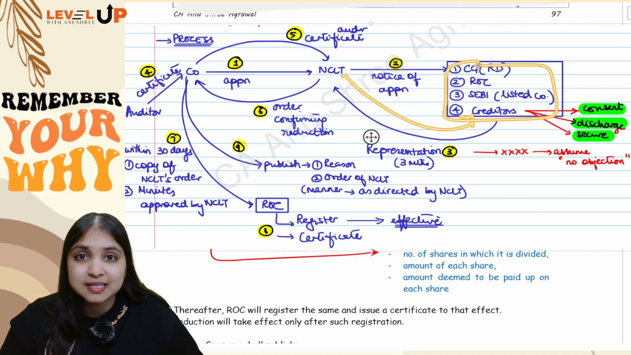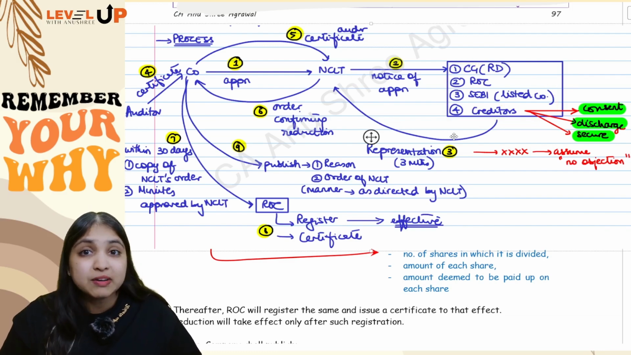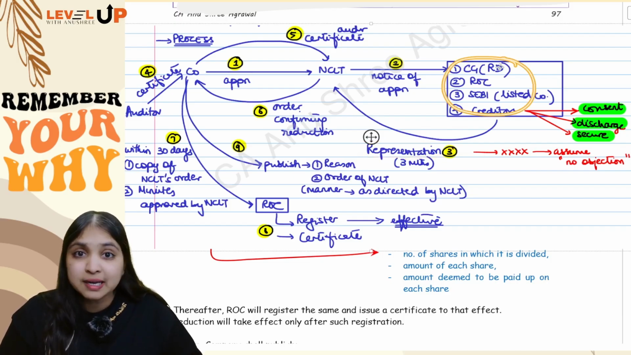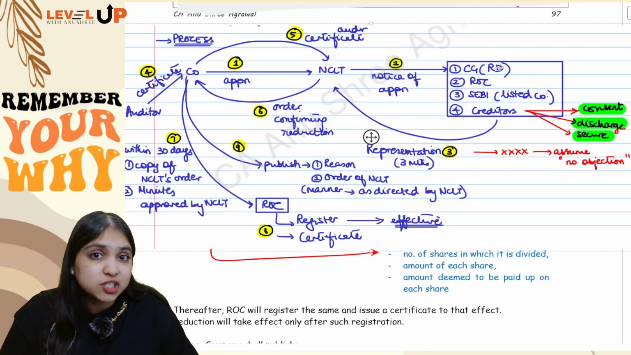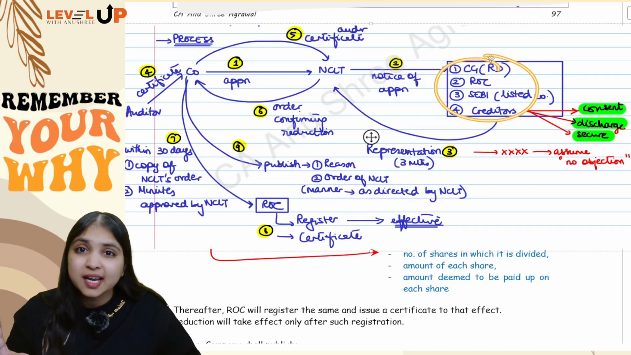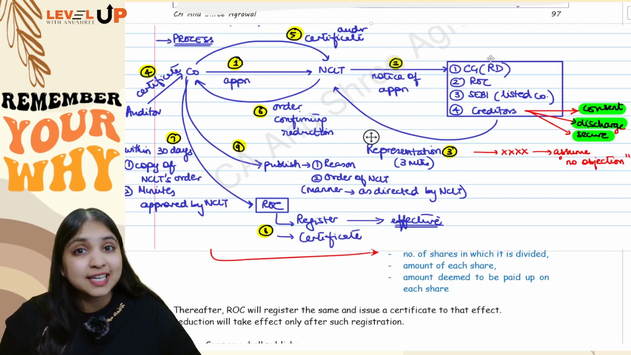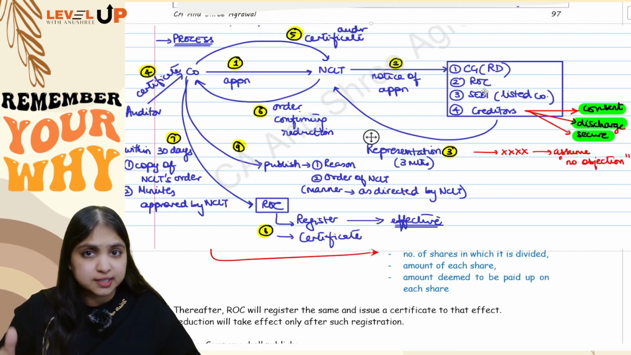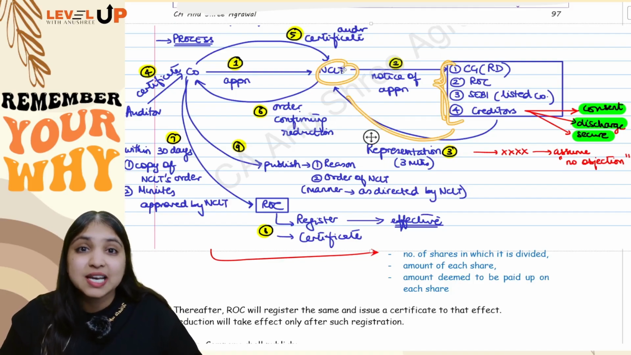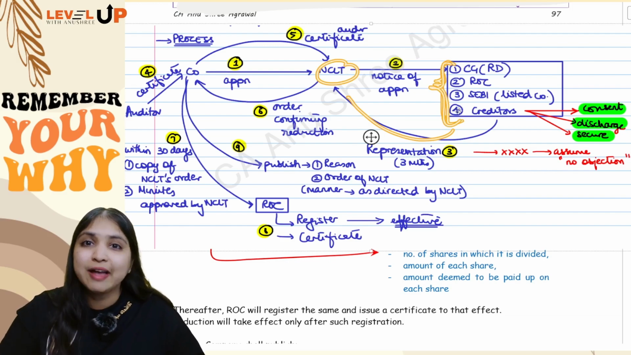To all these 4 people, NCLT will give notice, and NCLT will tell them, if you have any objections, send us the objections. We will not use the word objection, we will use the word representation. So NCLT will tell these 4 people that this is the reduction of capital being proposed by the company. If you have any representation, send the representation within 3 months. Now if these 4 people are not sending any representations, then NCLT will assume that they are not having any objections, and NCLT will go ahead with the reduction. So if they have representations, they should send them, because if they don't, NCLT will assume that these 4 people don't have any objections.